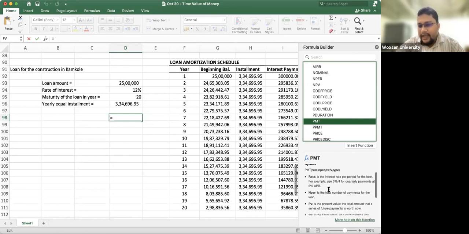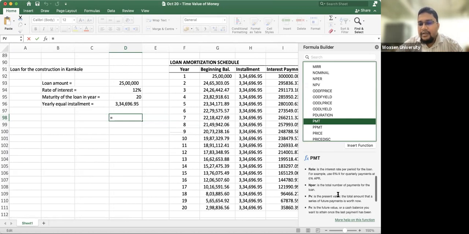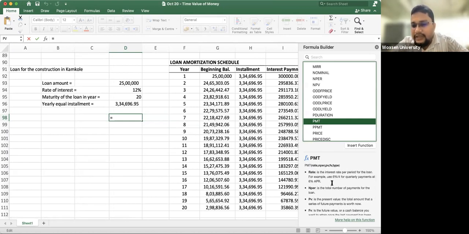You can see within the function we have rate, NPER, PV, FV, type. You can also read the explanation. What does NPER mean? NPER is the total number of payments. In our case, because it is a 20-year loan with equal yearly installments, there must be 20 payments. So NPER is the number of payments. Rate is the percentage rate, the interest rate per period for the loan. If the period is a year, then we have no problem because 12% is already the yearly rate of interest.